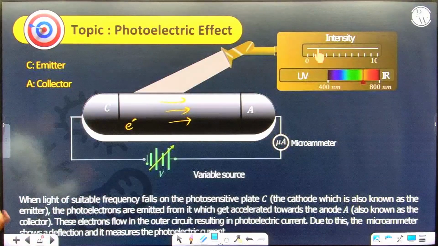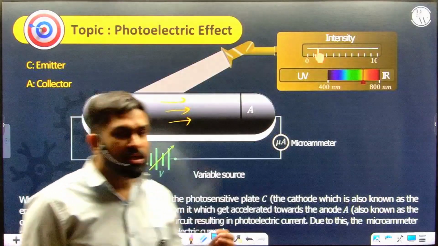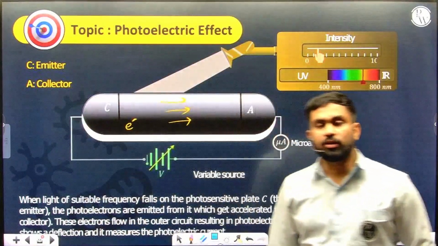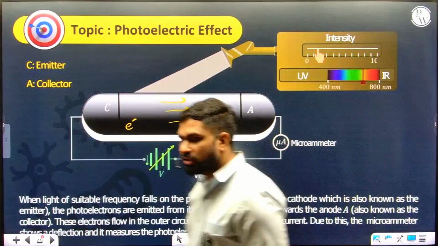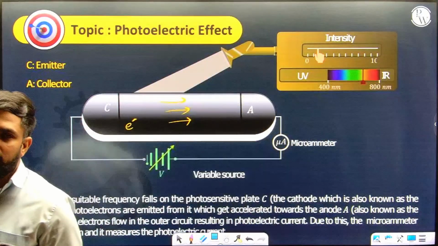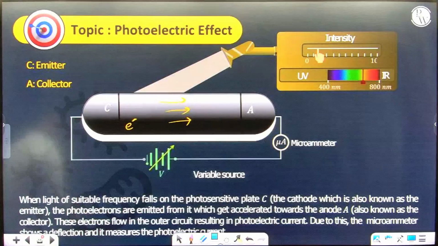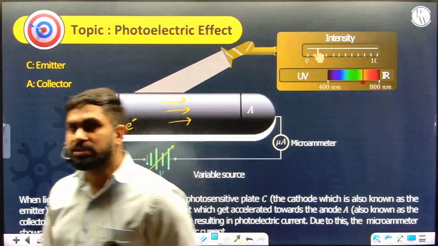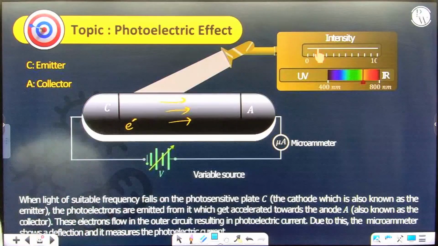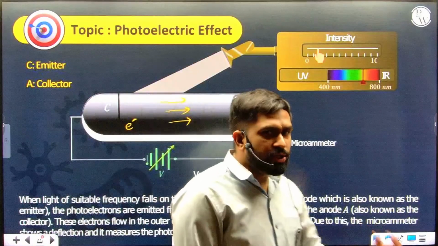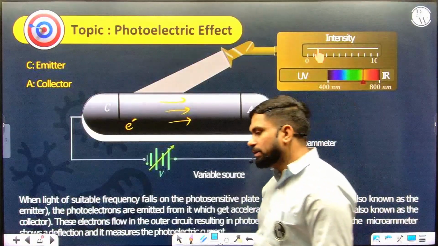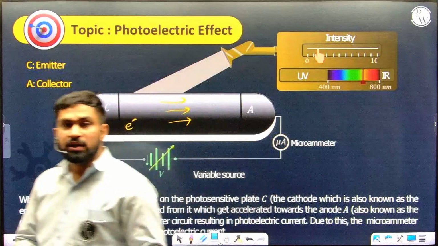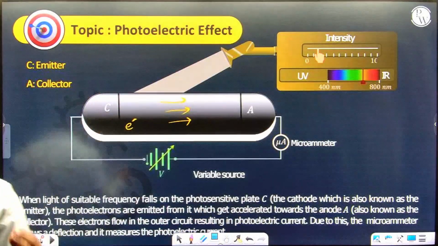And who is doing these things? Who is supplying the energy to the electron? Photons. Photons are doing this. Photons carry energy, they carry momentum, they are colliding with the electrons and imparting the energy. That means the photons also possess particle nature. So photoelectric emission, in short, can be a clearer example to prove the particle nature of photons.